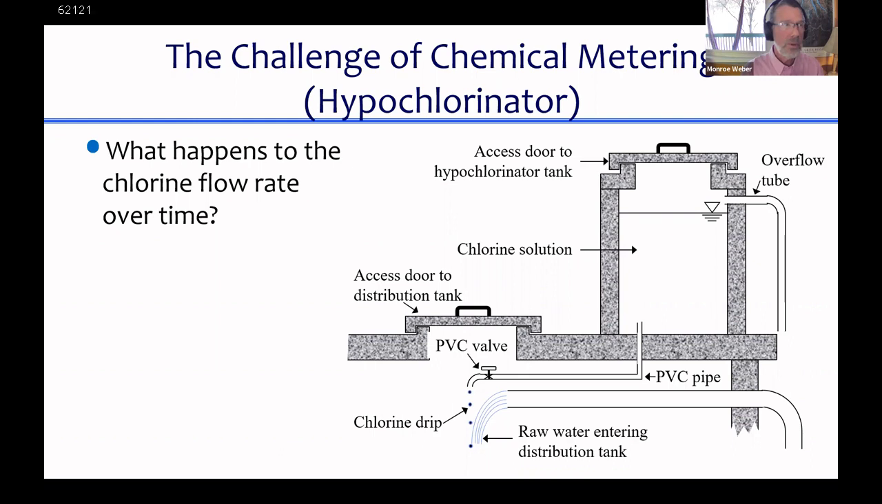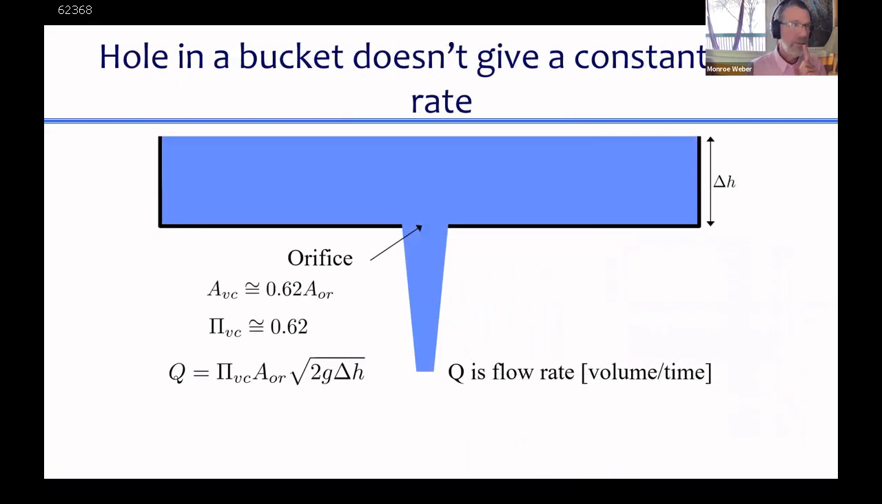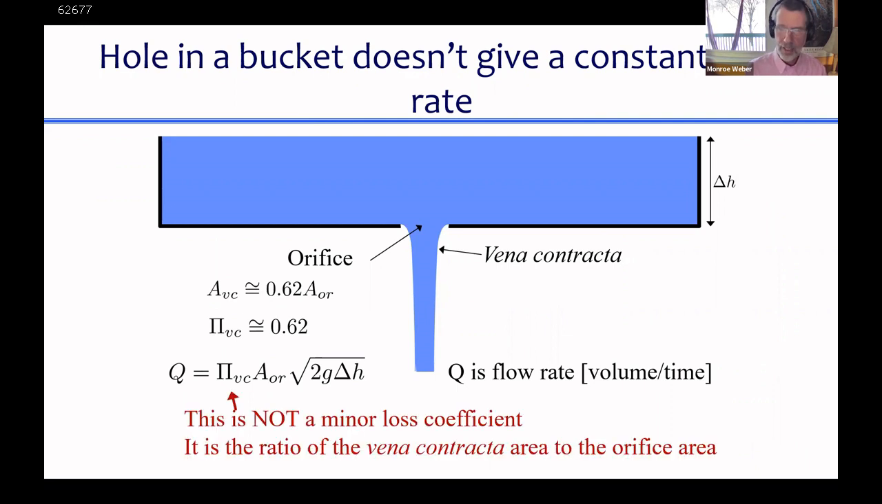And that's not at all what we wanted. We wanted a system that would give a constant chlorine dose all the time. And so this isn't working. But what's interesting is that, well, I'll come back to that in a second. This is why it doesn't work, because of the orifice equation that says that the flow is proportional to that delta H.